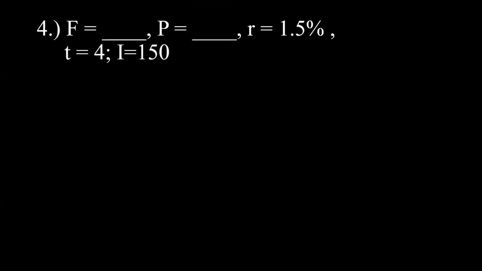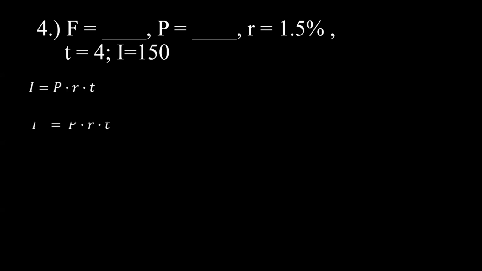Problem number 4. The future value and the principal value are unknown, but our rate of interest is given, which is 1.5%. And the time or term is 4 years, and the interest is 150. So for us to get the answer for the future value and principal, we have to derive first the formula for the principal from the original simple interest formula.